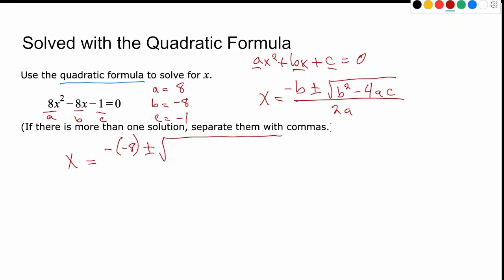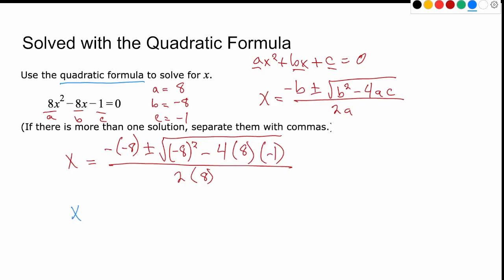We're going to plug in negative 8 for b here, and we're going to square that. Notice whenever we square it, it becomes positive. Minus 4 times 8 times c, which is negative 1. And that's going to be divided by 2 times 8. So we plug in the values that we know, and now it's just a bunch of arithmetic. Negative and negative make that a positive 8.